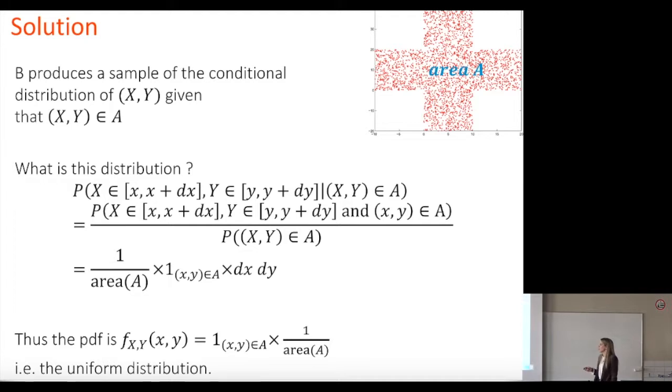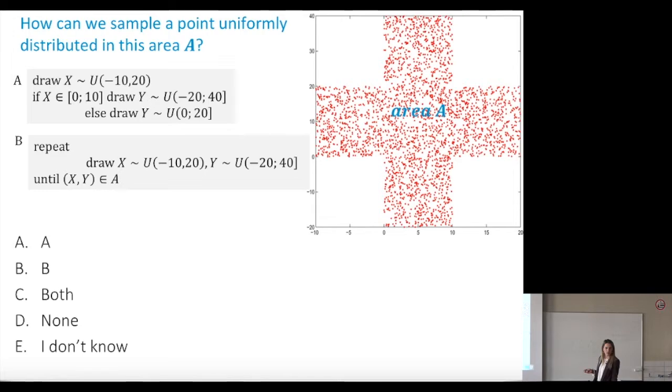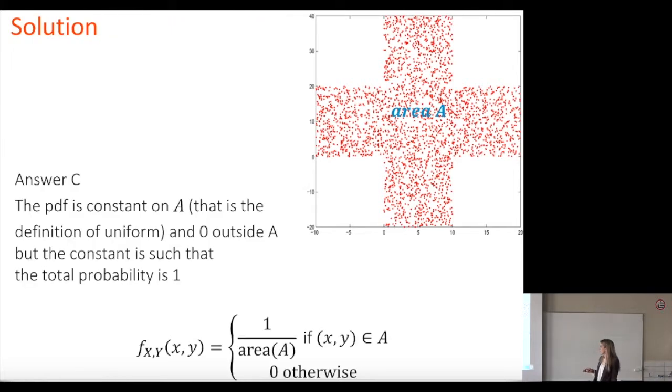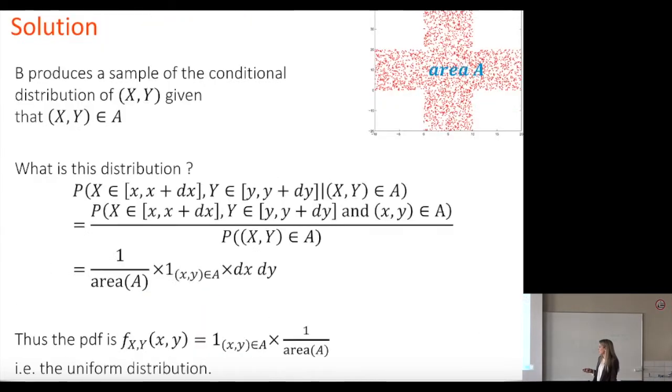So the probability density function that algorithm B gives is the correct one, the uniform distribution in the area A. Okay, so it is equal to 1 over the area of A if x comma y belong in the area A, and otherwise 0, as we've seen before, if you remember, in the previous question. So algorithm B gives the correct probability density function.